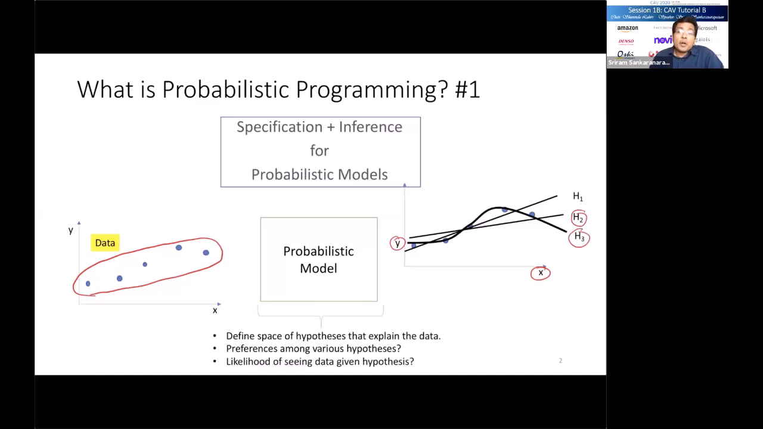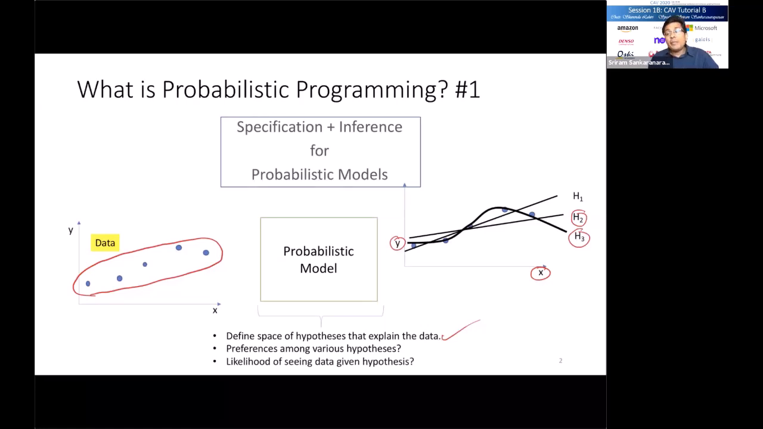So what does a probabilistic model need to do then? A probabilistic model in the best case needs to be completely self-contained. It needs to say, let's define a space of hypotheses that explain the data. All right, tell me all the hypotheses you would like to consider: straight line 1, straight line 2, straight line 3, curve 1, curve 2, curve 3. Or you could be succinct and say, all possible straight lines, all possible polynomials of degree 2.